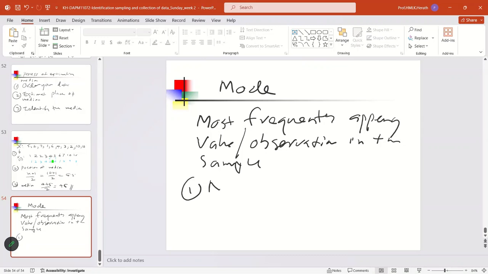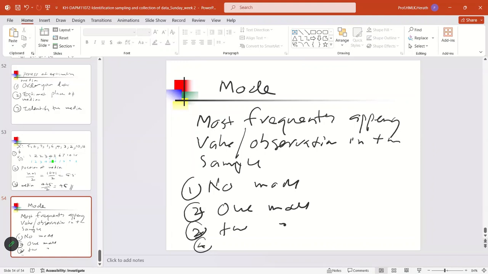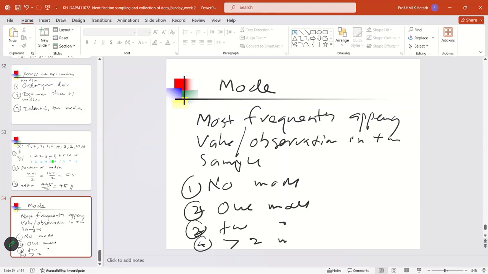Sometimes there may be no mode. Sometimes one mode, sometimes two modes, sometimes more than two modes. So this is called a unimodal dataset. This is called bimodal. This is called multimodal.